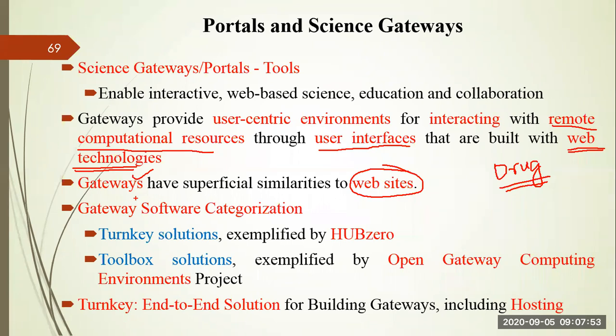If you see, the gateway software categorization is of two types. One is called turnkey solutions. One example we will see in today's class is called HUBzero. The second one is called toolbox solutions, right? There is a specific toolbox, similar to your Open Gateway Computing Environment project, right? These two are the categorization of the gateway software.